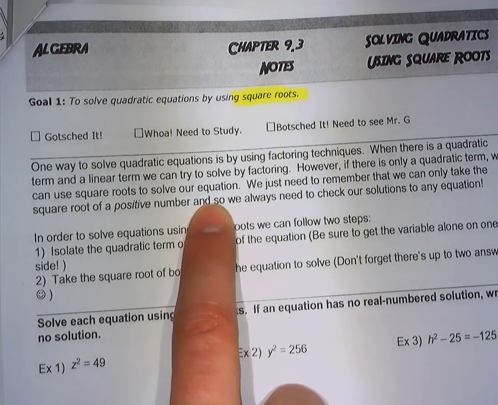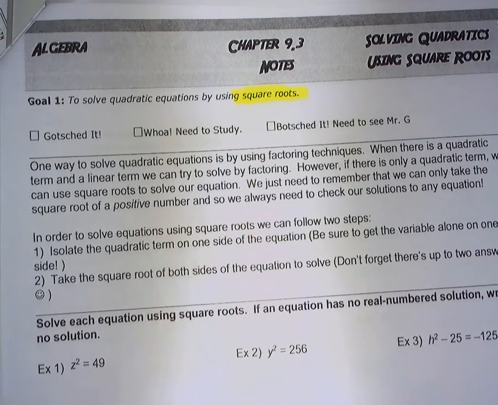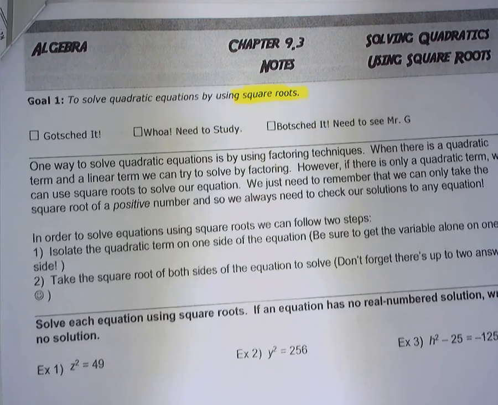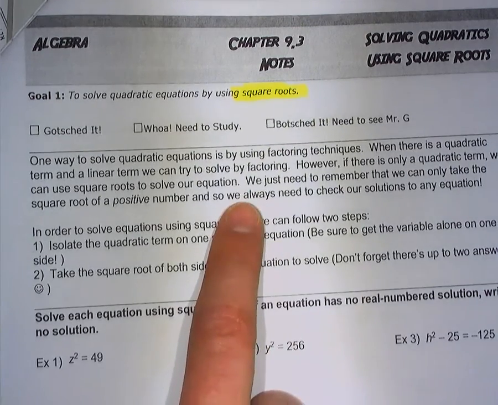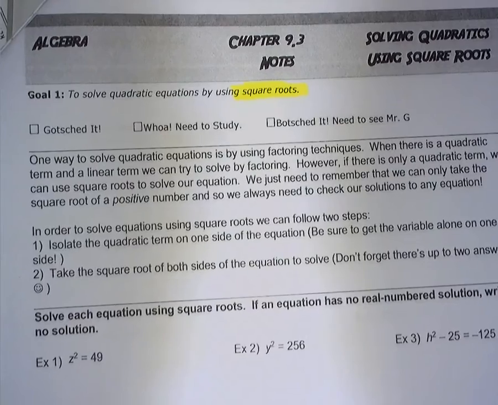We just need to remember that you can only take the square root of a positive number. So that means you cannot square root a negative. Okay. It's impossible. Can't do it. So we always need to check our solutions to any equation. Okay, so that's what it says. So, little steps. Some people need the steps.